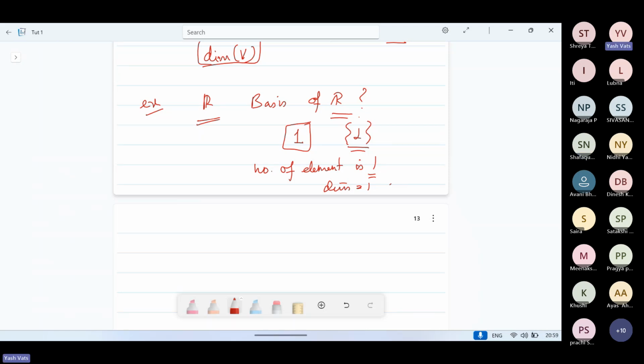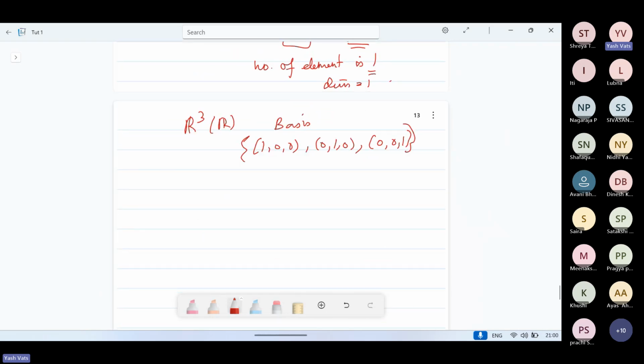Okay. And what about the basis of Z? Z is a vector space over which number? Z is not a vector space. R3 is a vector space, and you can show that the number of elements in its basis is 3. So what is the basis of R3 over R? It is just (1,0,0), (0,1,0), (0,0,1), but the basis is not unique. You can change your basis, right?